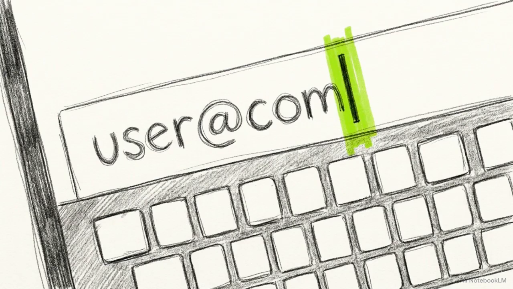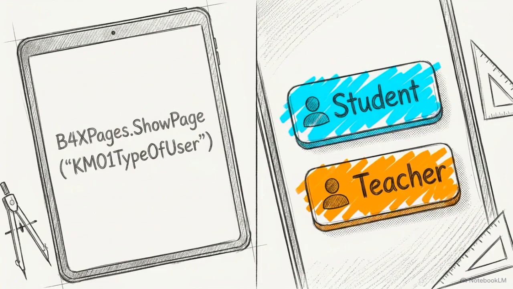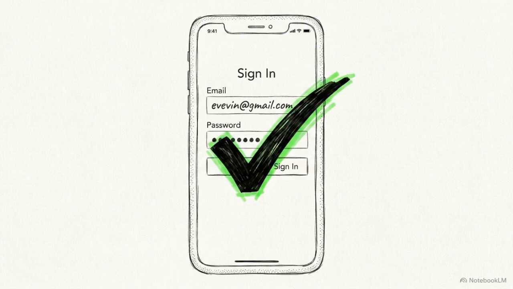If the user needs to create a new profile, the Register button uses B4X Page's Show Page to load the user type selection screen. Anticipating user intent and programmatically guiding these inputs reduces the friction of the initial sign-in process.